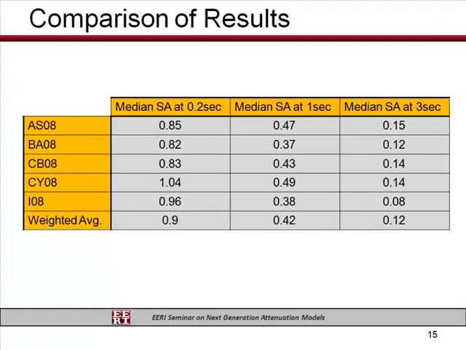Again, we can choose to look at particular values of the median spectral accelerations at 0.2 seconds, 1 second, and 3 seconds. We can compare the results from all 5 models as well as the equally weighted average and check how similar they are.